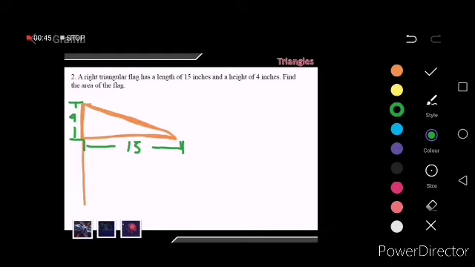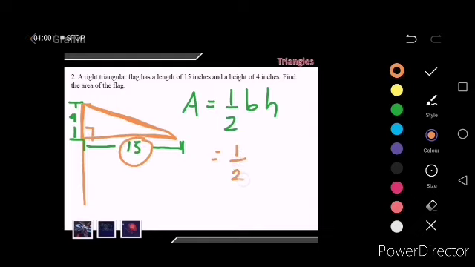Now, all we need to do is to use the formula A equals 1/2 base times height. Why? Because we are sure that this is the base and this is the altitude of the flag. So 1/2 base, which is 15, times the height, which is 4, will be equal to what? Yes, correct. 30 inches squared.